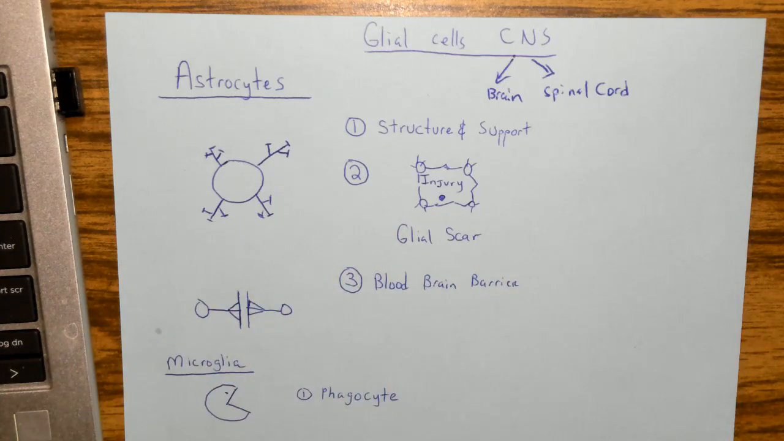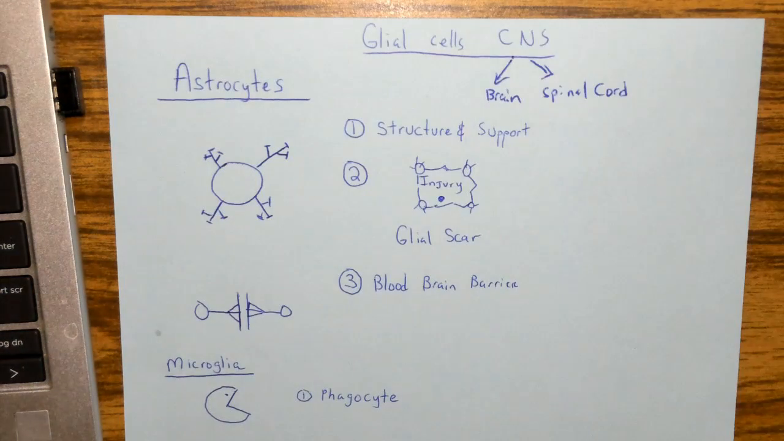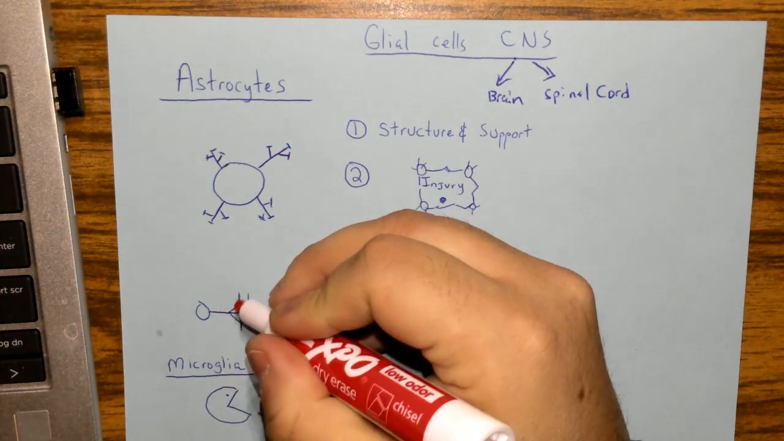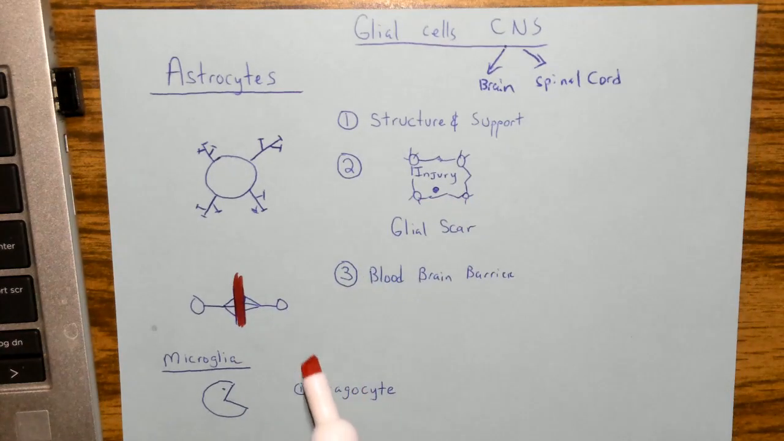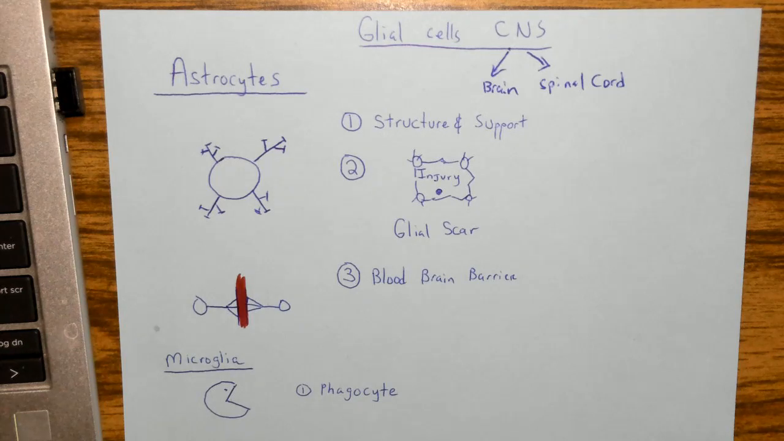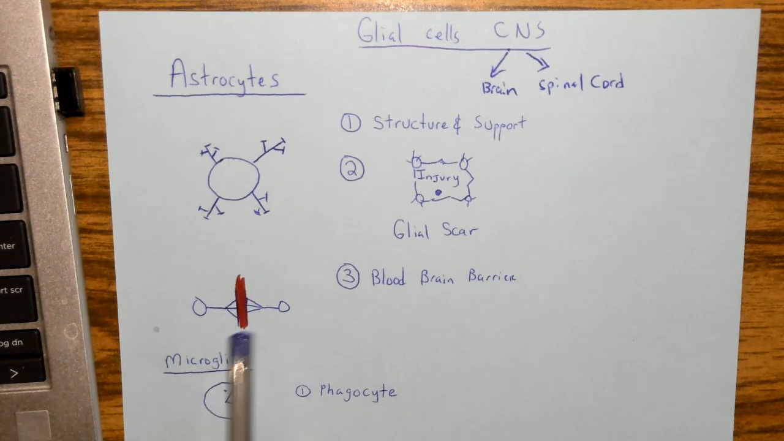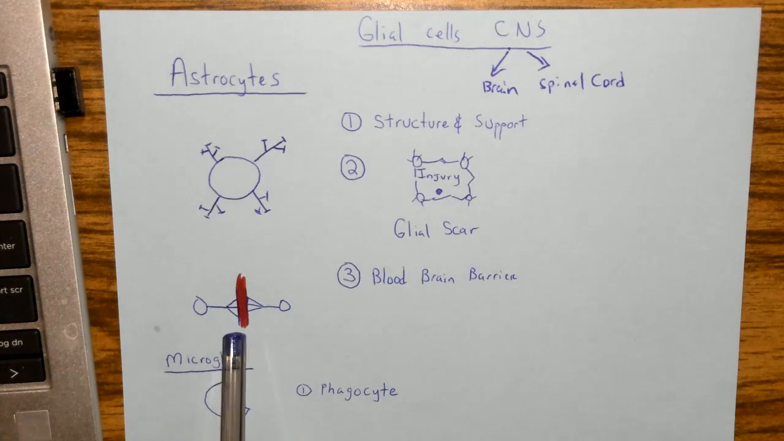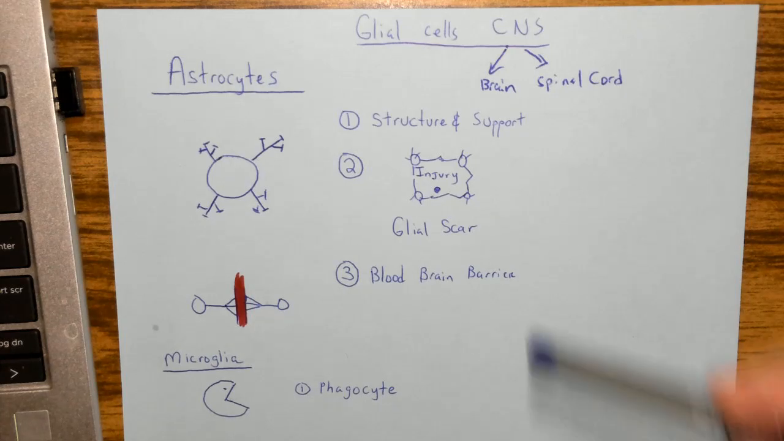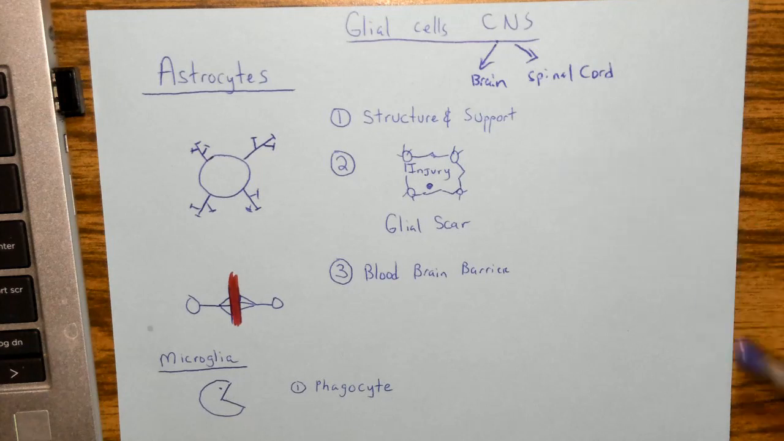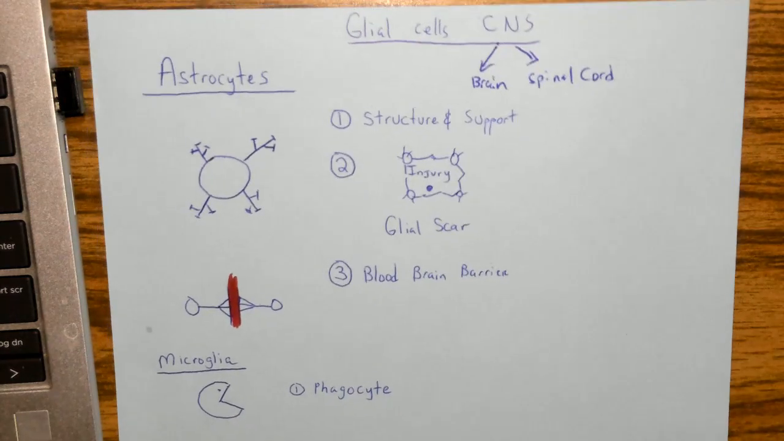Yeah, I'll explain this. So the last one, a blood-brain barrier. If this is a blood vessel, these astrocytes are the barrier. You can see how the astrocytes have these extensions, and they don't allow large particles to enter the brain. That's your blood-brain barrier. So astrocytes have a lot of functions. There are some more, but these are the more important ones.